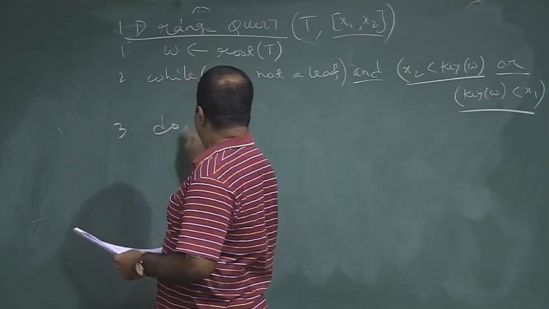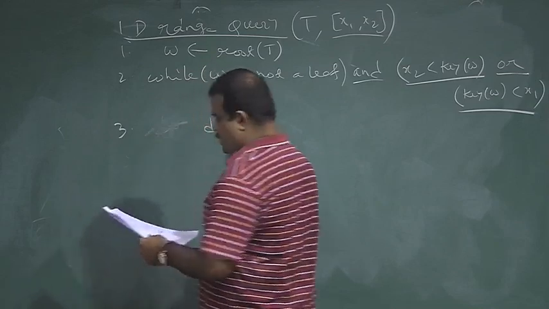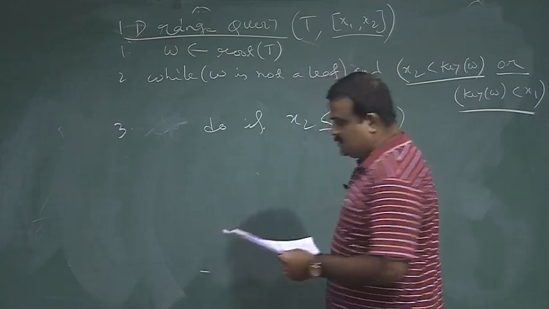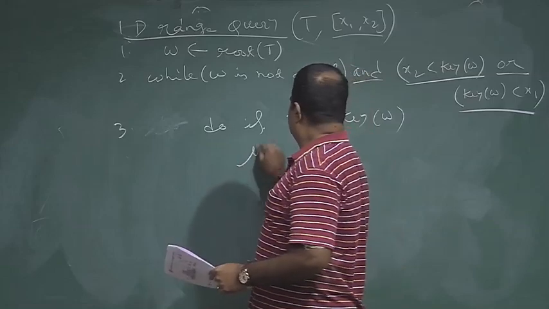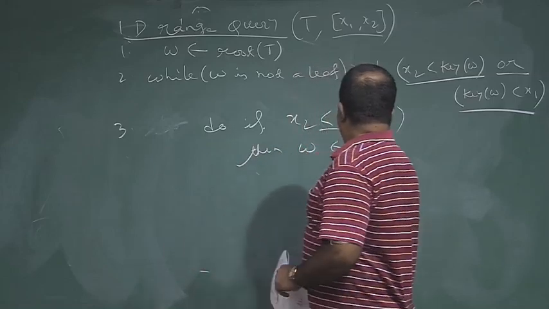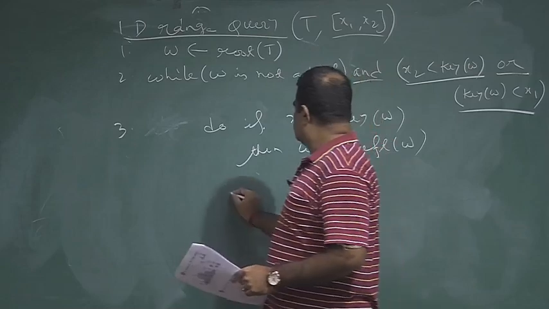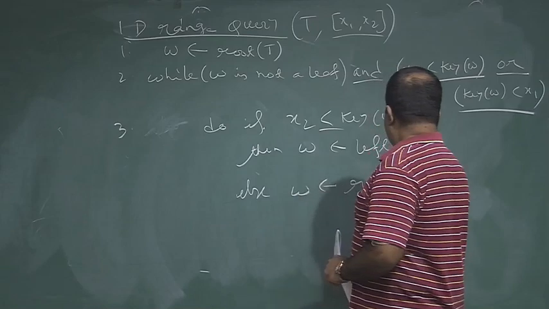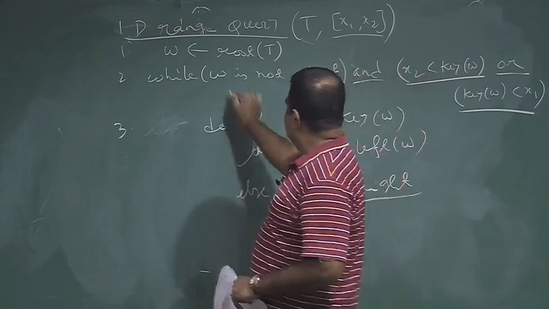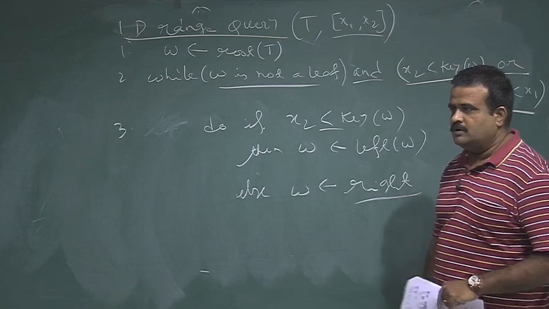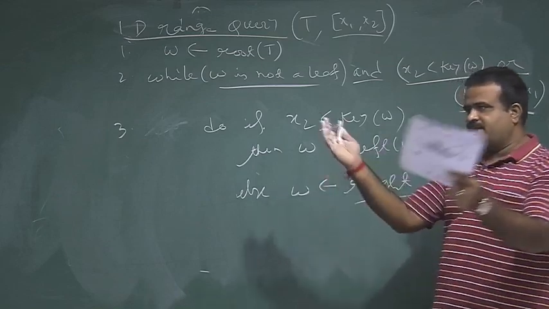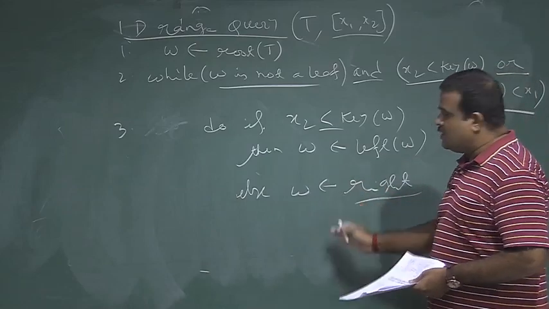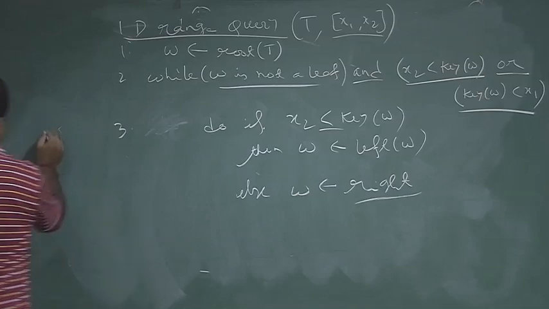Now, under the while, do: if x2 is less than key of w, that means we have to go to the left part, then w is the left of w, otherwise w is the right of w. So this will stop when w is either a leaf node or a split node. We go left if everything is on this side, and right if everything is on that side. This continues until we reach a node which is the split node.